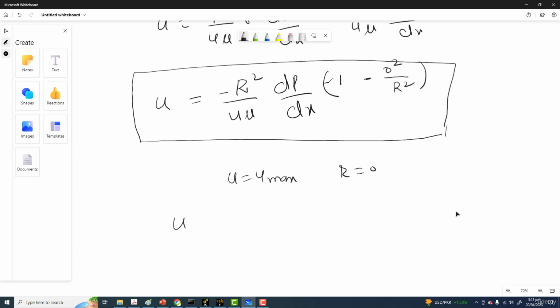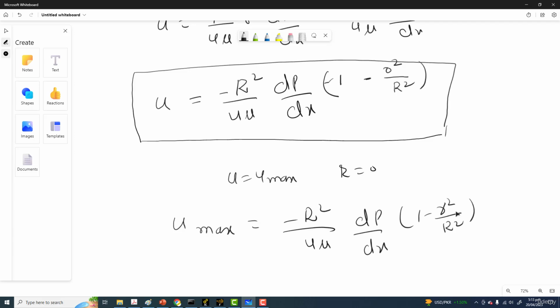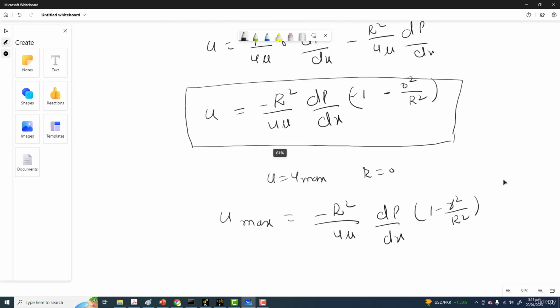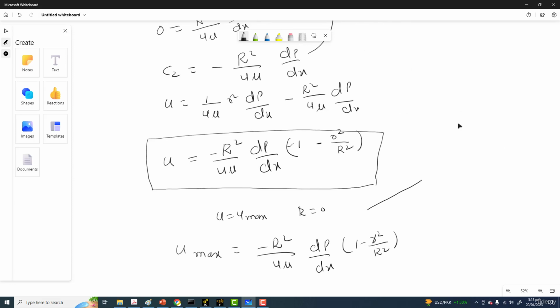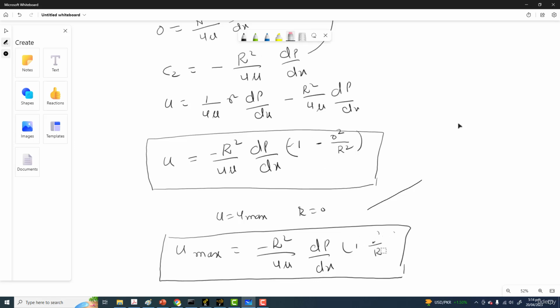So this u maximum will be minus r square upon 4 mu dp by dx into 1 minus r square upon R square. Now if you compare these two equations, the u equation and the u maximum equation, what do you see here? The u equation is this one and the u maximum equation is this one. So if you compare these two equations, you will see that this term will be 0 basically. This is when r is 0. So u maximum will be this term.